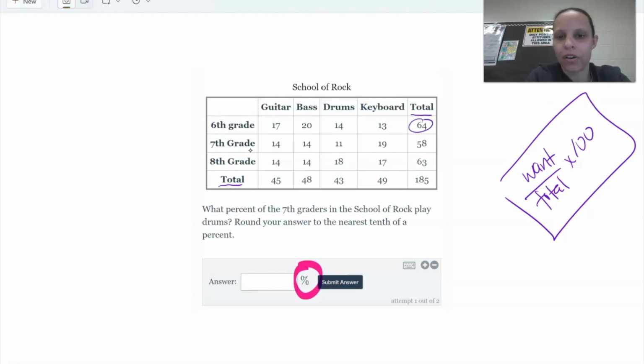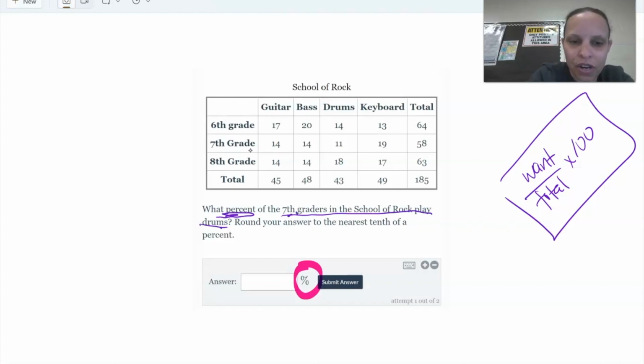It's going to be 64. Add all these numbers, 58. Add all these numbers, 63, and so forth. Okay, so if they don't give you totals, you do need to find your totals. Now, we're going to answer the question: what percent, okay, because it's a percent, you're going to multiply by 100, of 7th graders in the School of Rock play drums. So what percent of 7th graders play drums?